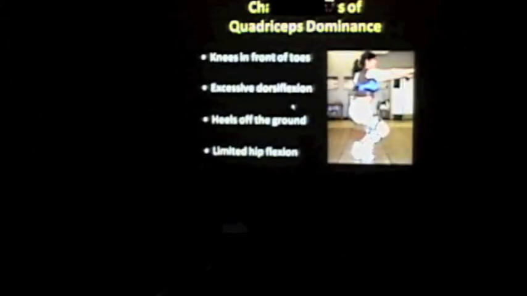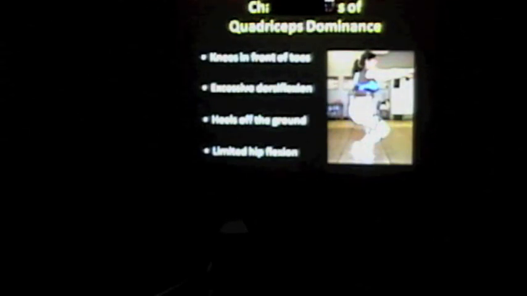Quad dominance. How can you tell clinically? Well, we've all seen this millions of times throughout our careers. When you see this pattern, the knees shoot forward, there's excessive dorsiflexion, the heels rotate off the ground, and there's no hip flexion. These are the hallmark signs of quad dominance. And we train people in the weight room, obviously, out of this. We train them to use their hip.